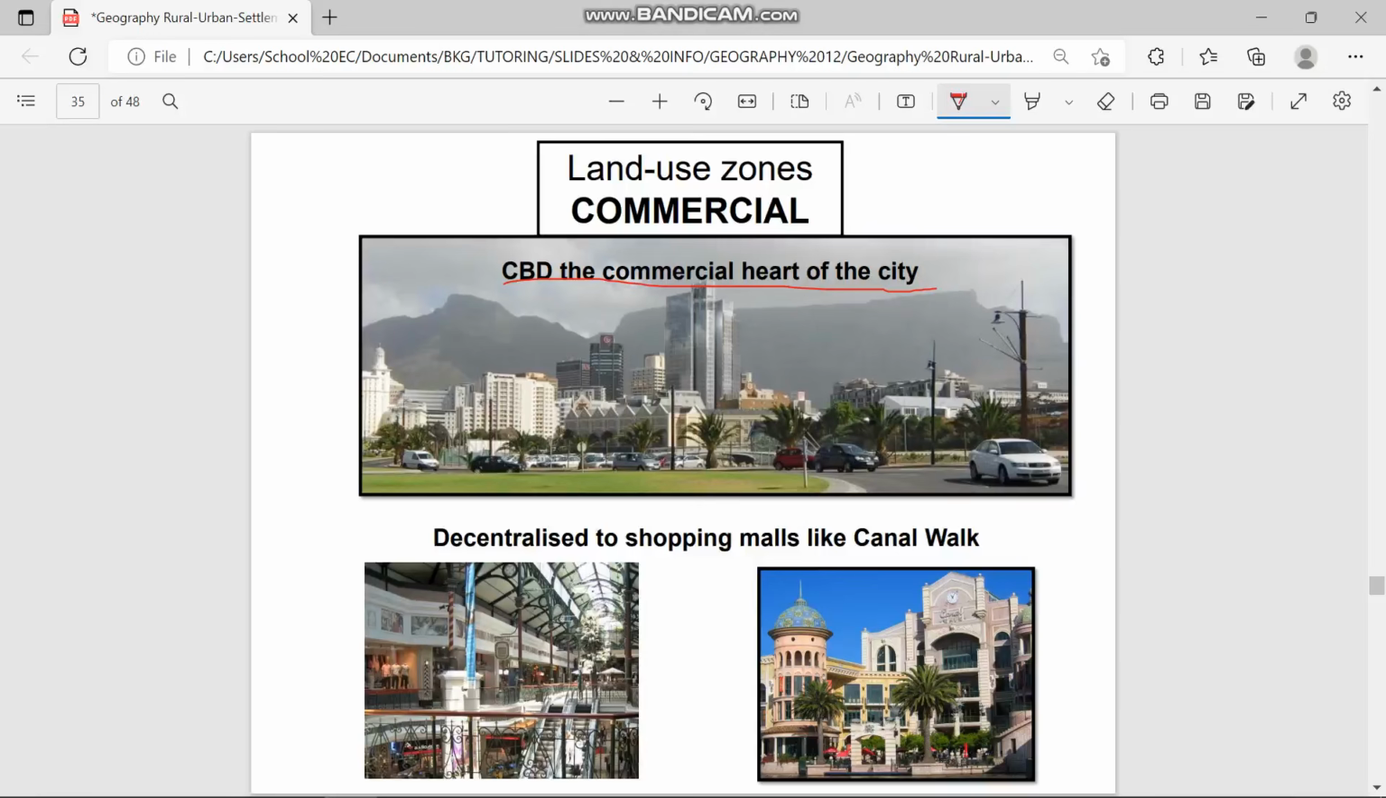This is decentralized to shopping malls like Canal Walk. For instance, let me make an example. Make PEP to be available in a shopping mall, making a Pick and Pay to be available in a shopping mall. Make a sports scene, make all of these shops to be available in the same physical location, in the same building, which is called a mall.